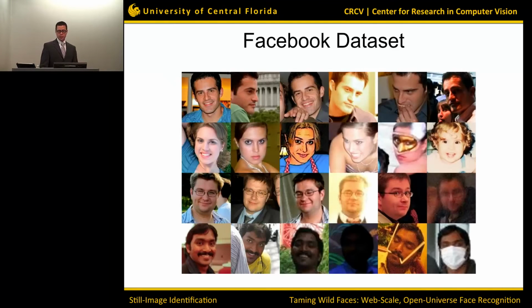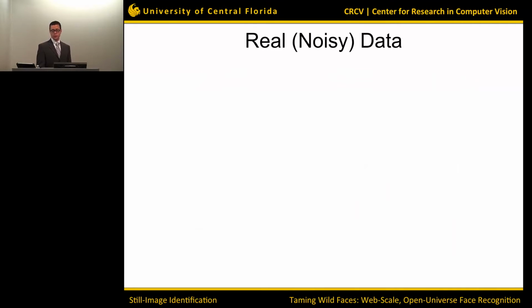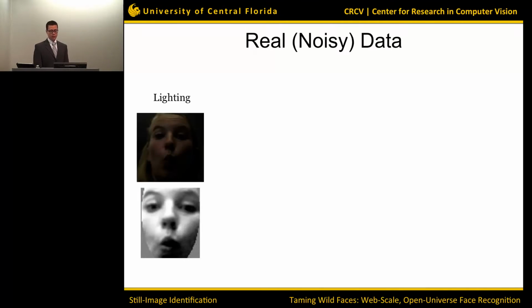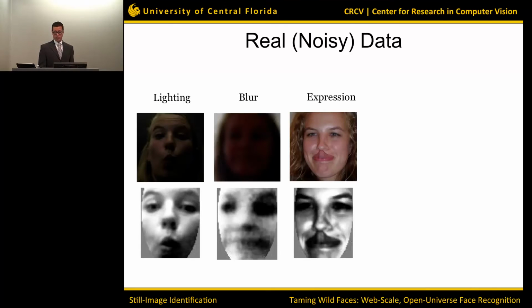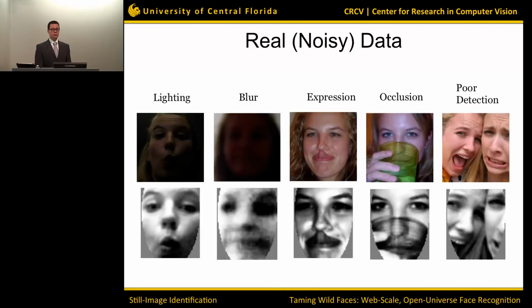For the Facebook dataset, we have a small subset here. What we did was you can log into Facebook, download the pictures, and you can get the tags from them. We match them to face detections, and this allows us to get a data set for testing in an automated way. What this results in is real noisy data that we'd see out in the wild, and so you can see variations in lighting, blur, expressions, occlusions, and some missed detections.